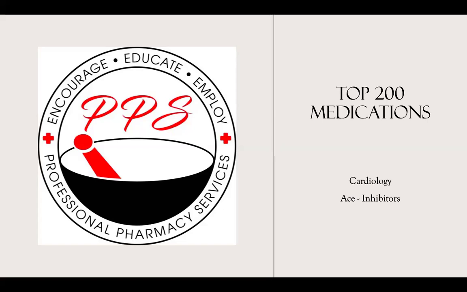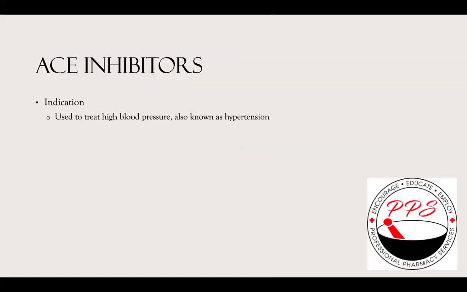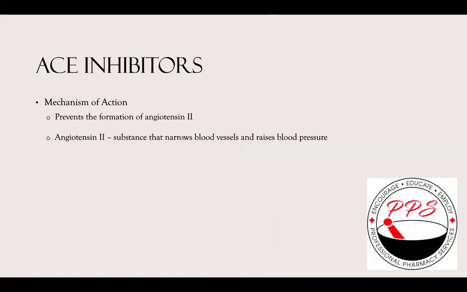We're going to start with cardiology initially and move on to other body systems. The drug group that we're discussing today are called ACE inhibitors. ACE inhibitors are used to treat high blood pressure, also known as hypertension. They work by preventing the formation of a chemical called angiotensin 2. Angiotensin 2 works by narrowing the blood vessels, therefore causing a rise in blood pressure. So, if this is blocked by the ACE inhibitor, the blood vessels will widen and cause the blood pressure to decrease.